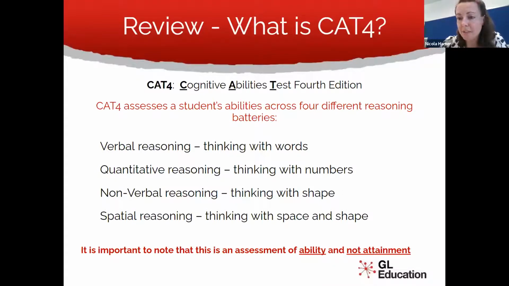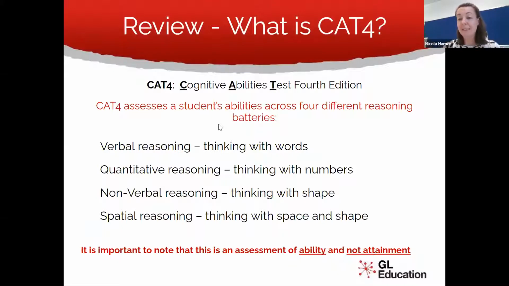So these are the four batteries, just to reiterate. We measure how able your child is to think using words, to think using numbers, to think using shape and space. And again, as Mr. Budd's already mentioned, in the report that was sent home, there are some sample questions. So you get the idea of why this isn't an ability test or an attainment test, and there's no prior knowledge and no prior learning needed, because it gives them a shape, for example, for non-verbal, and they have to be able to, in their mind, rotate that shape and link it to a new shape.